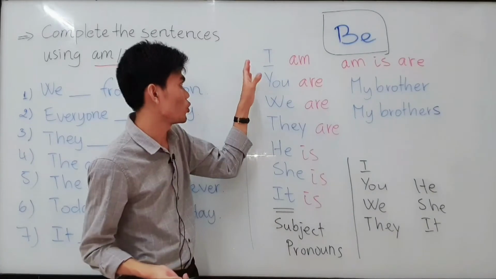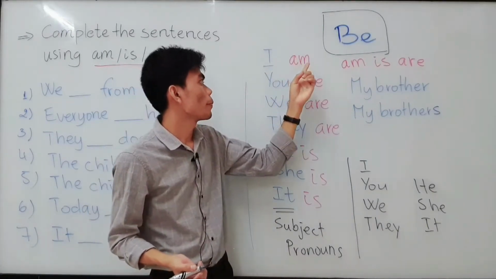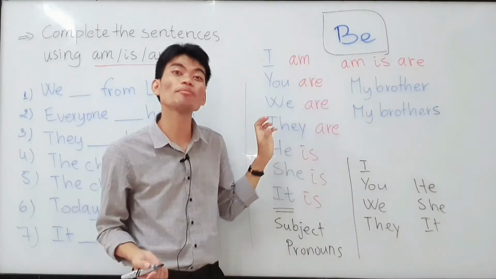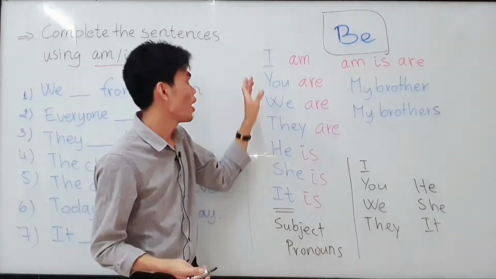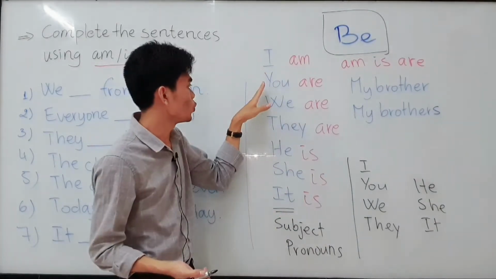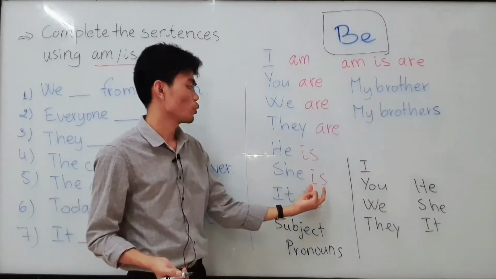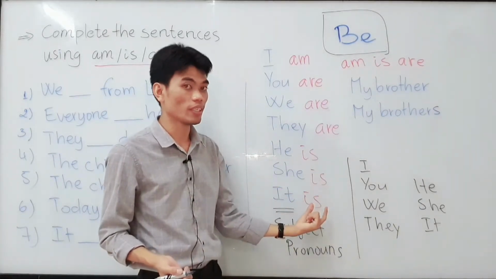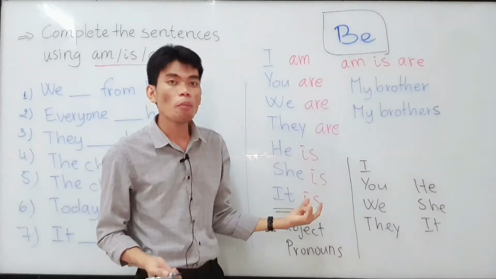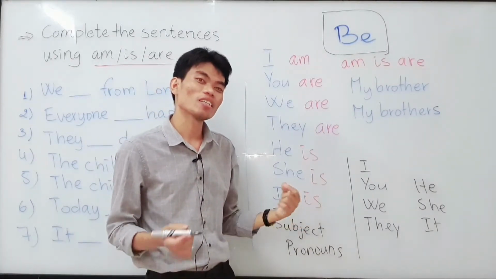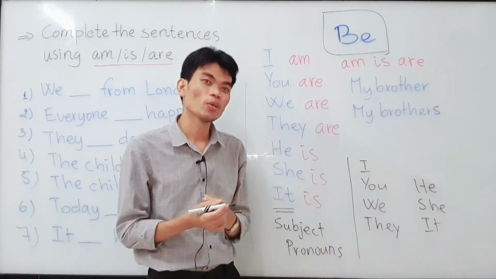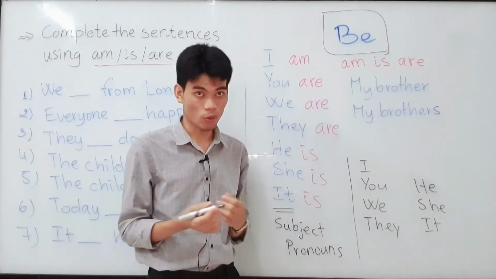So you know when to use am, is, and are with the subject pronouns. Alright? I, you use am. You, we, they, use are. He, she, it, you use is. How about when you start a sentence with a noun?